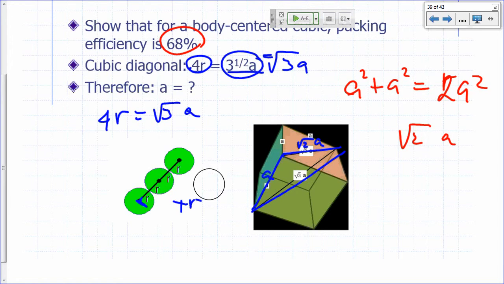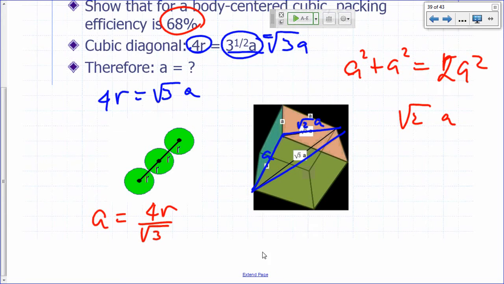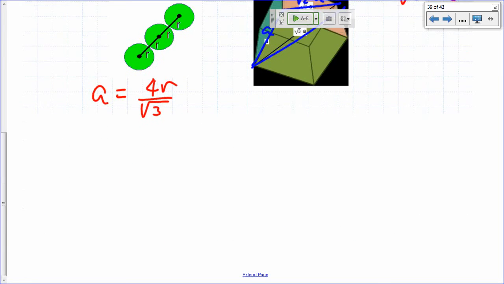So what is a? Solve for a. a is equal to 4r over the square root of 3. Okay, so how do we determine the packing efficiency? The volume of the spheres divided by the volume of the cube. But how many spheres do we have in a body-centered cubic? 2: 1/8 of the 8 corners, plus the one in the middle.